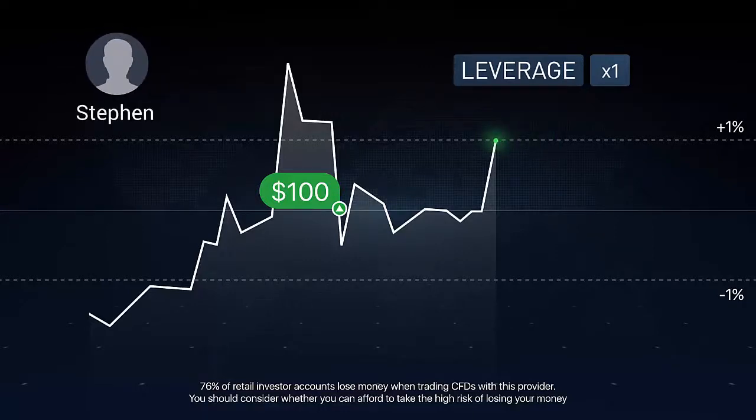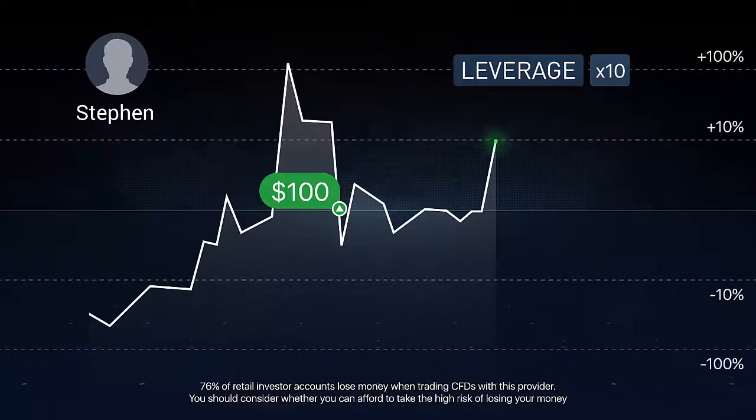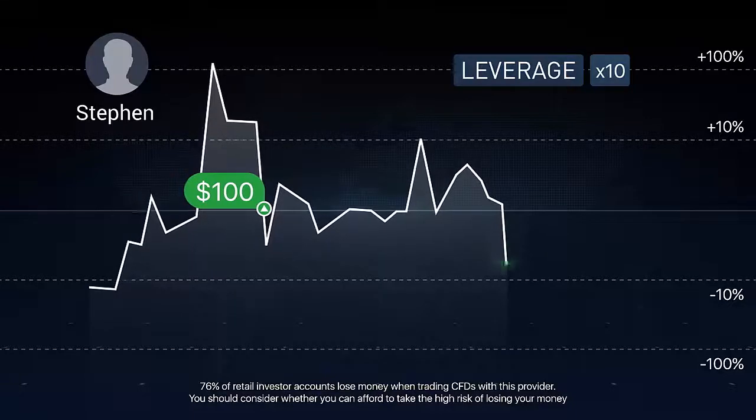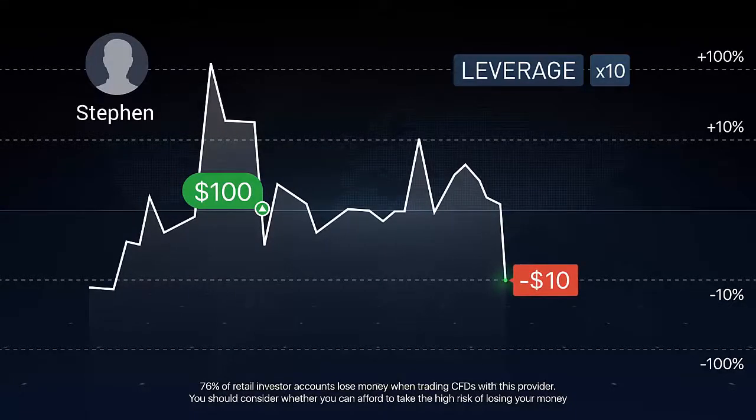Having the same amount of money, $100, Stephen decides to use the 1-to-10 leverage. In this case, if the price grows by 1%, Stephen's profit will increase by 10% and will result in $10. But what if the price goes in the wrong direction? In this case, the losses will multiply accordingly, but you'll never lose an amount larger than your original investment.